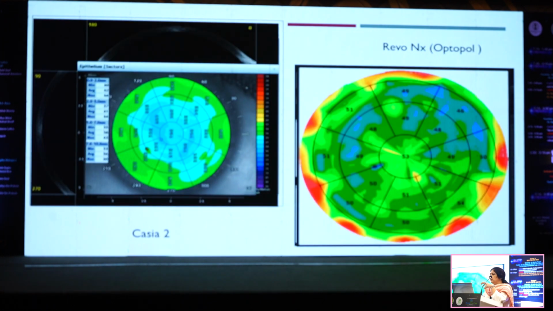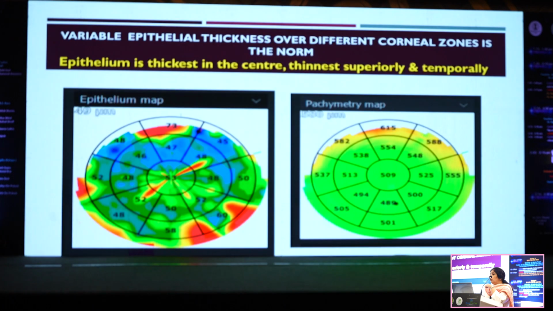Mostly for all machines, it's the central 2 mm zone, and then for different machines, it may go up to 7 millimeters or up to 10 millimeters. And for each zone, one may get the average, the maximum, and the minimum epithelial thickness. Now, before we go on to understanding this implication of refractive outcomes, it's important to know what is the normal distribution of the epithelium. So, variable epithelial thickness over different corneal zones is the norm.